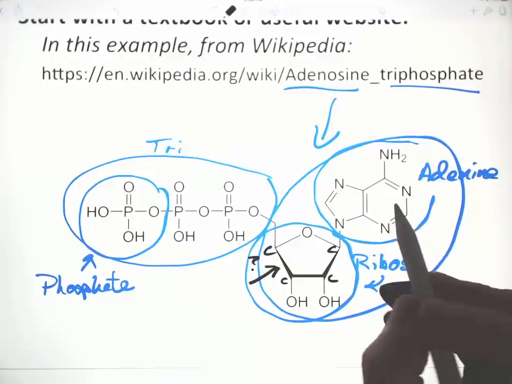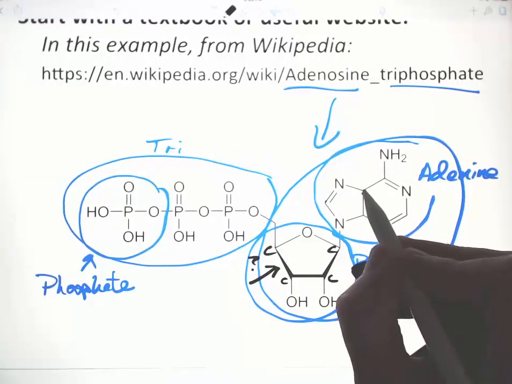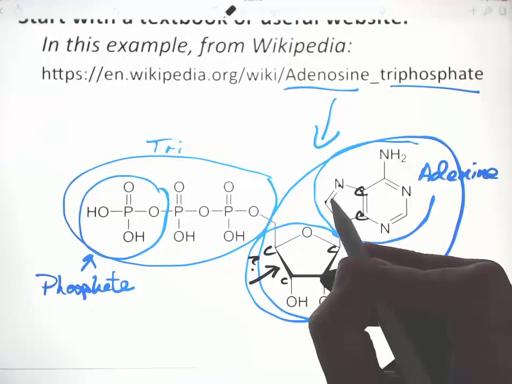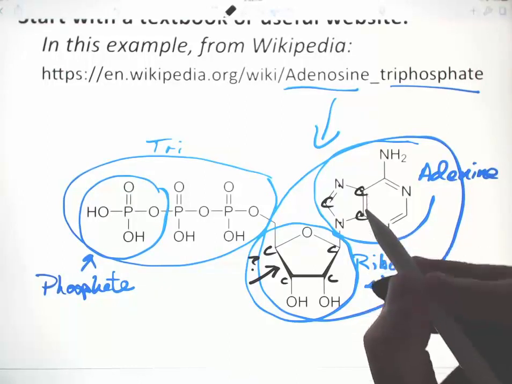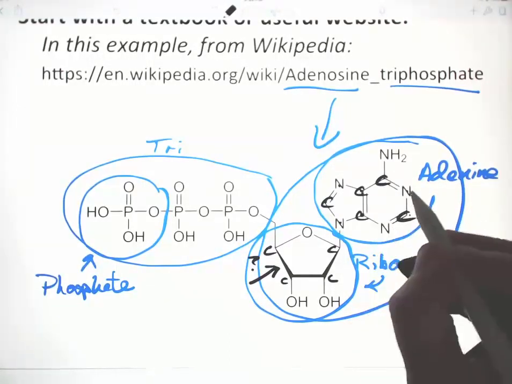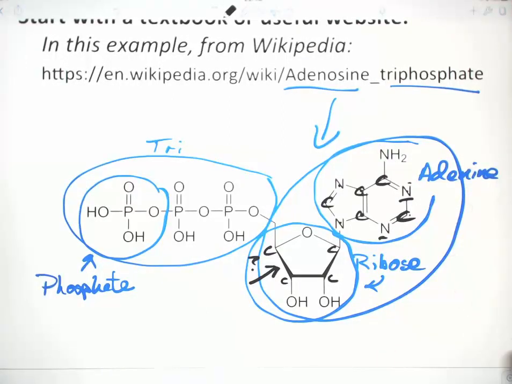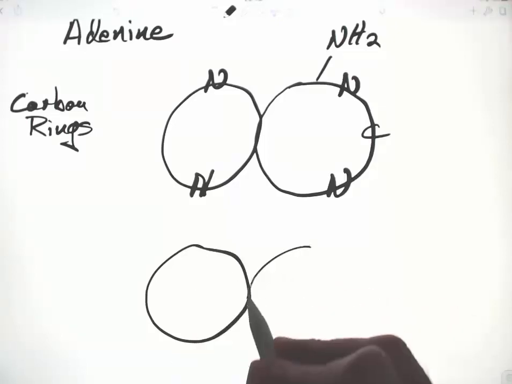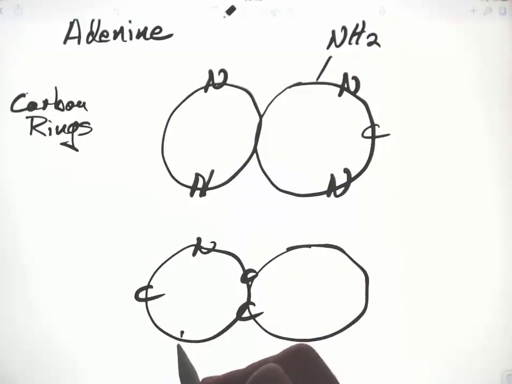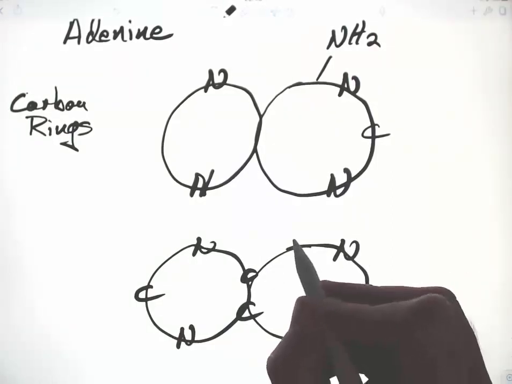If we go back, our adenine is two carbon rings. Notice I paid no attention to whether there are one, two, three, four, five parts of the rings, three carbons and two nitrogens, or one, two, three, four, five, six, four carbons and two nitrogens, and I left off the NH2. Once you've practiced this version, you might want to add in these two carbons, this carbon, here's a nitrogen, here's a nitrogen, here's a nitrogen, here's a nitrogen, and there's a carbon and a carbon.